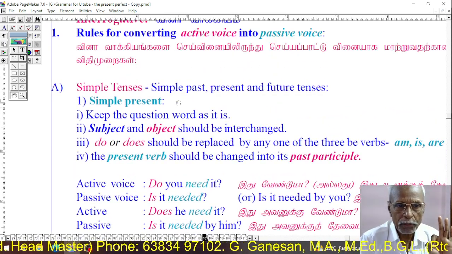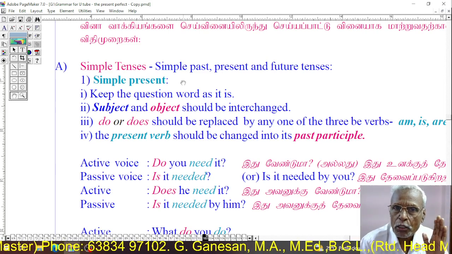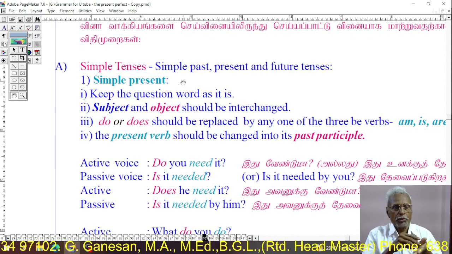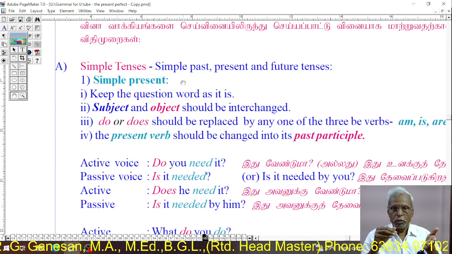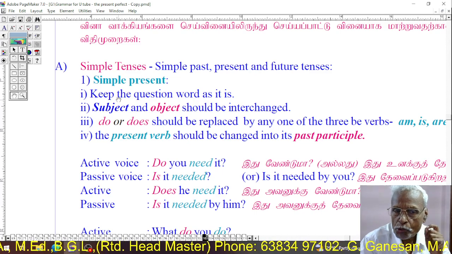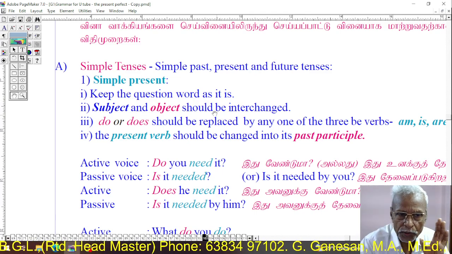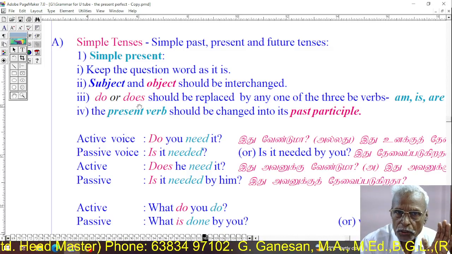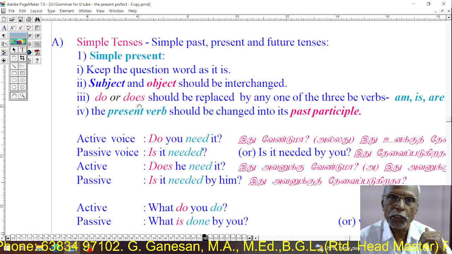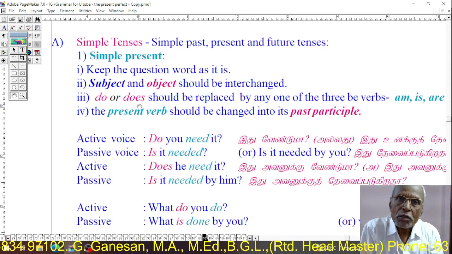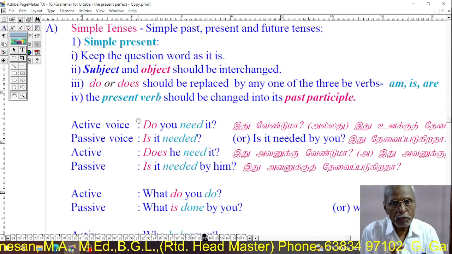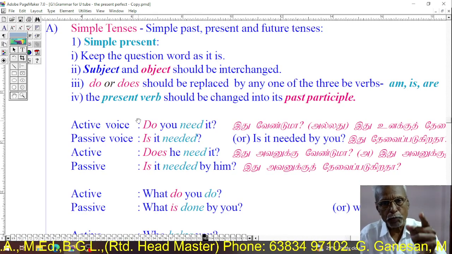Now, first we are taking simple present tense. What are the rules for changing the interrogative form of present tense into passive voice? The question word should be kept as it is. Then subject and object should be interchanged. Then do or does should be replaced by am, is or are, any one of the three be verbs, according to the subject of the passive sentence. Then the finite verb in the active sentence should be converted into its past participle.